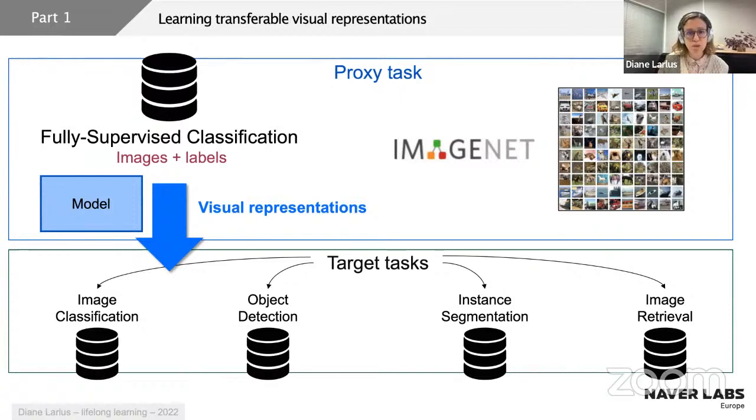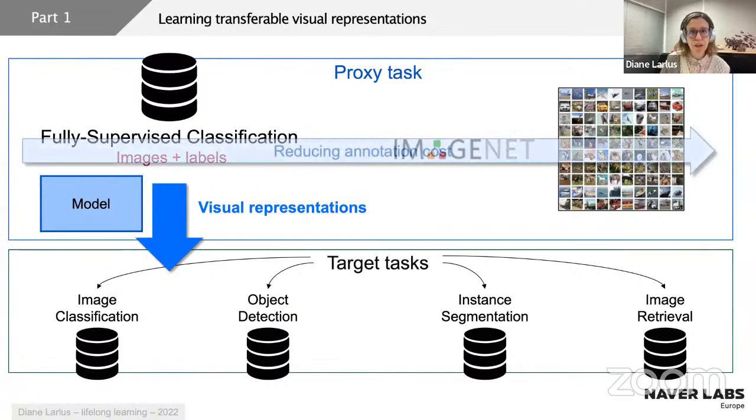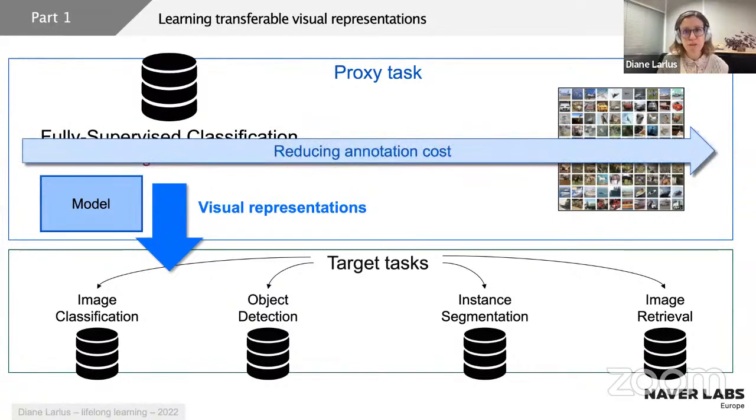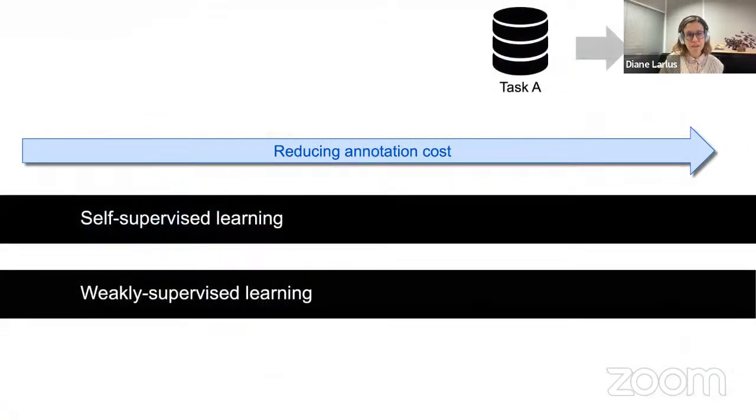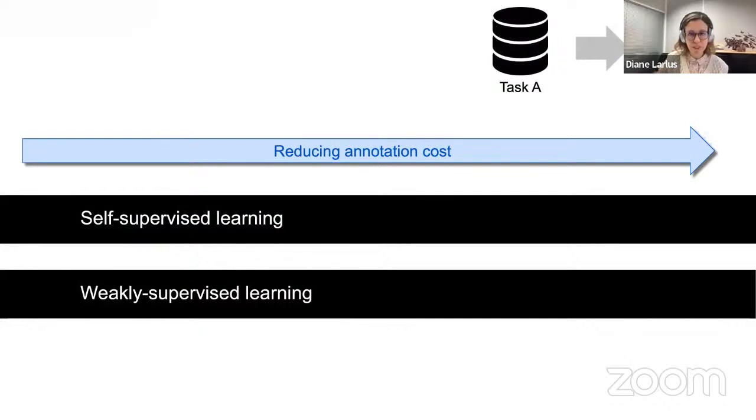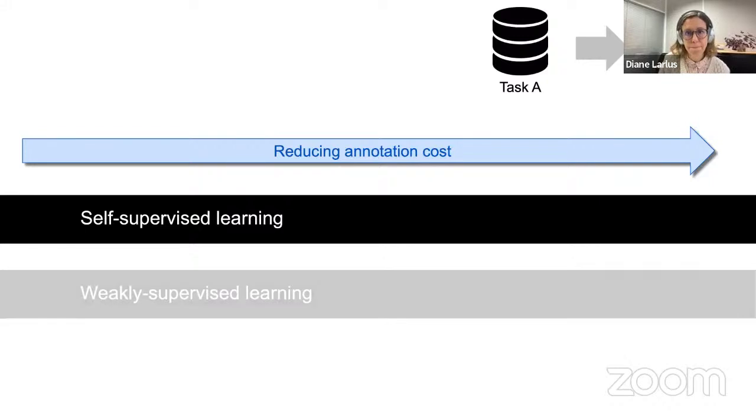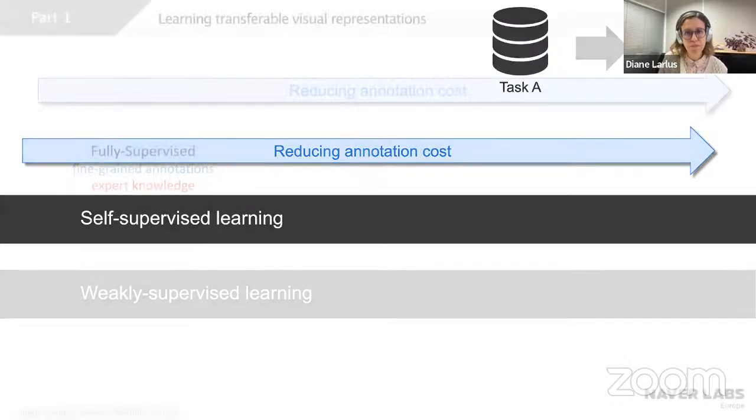So what we would like to do is to reduce the annotation cost associated to training such models, in order to build transferable representations. So can we reduce this annotation cost? And I'm going to mention two ways to do this, one based on self-supervised learning, a term that we'll define in a second, and one based on weakly supervised learning. So let's start with self-supervised learning.